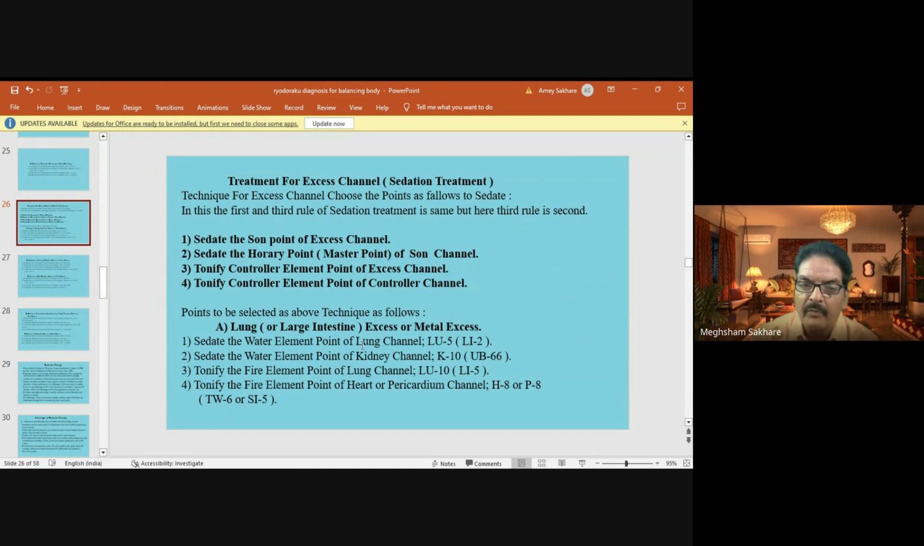Sedate the water element point of the lung channel, that is lung 5 or Li2, kidney K10 or UV66. Then tonify the fire element point of the lung channel, lung 10 or Li5, and fire element of heart and pericardium channel, H8, P8, TW6 or Si5. When metal is excess, it should be controlled by fire. So tonify the fire element point.